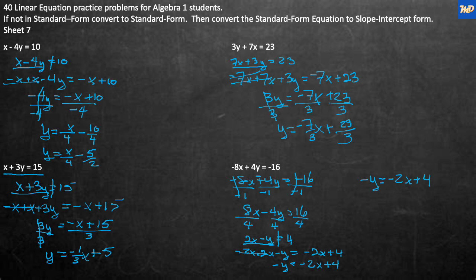Okay, so now we have to get rid of the negative 1 on the y, so we divide by negative 1, divide this whole side by negative 1, and the negative signs cancel. We get y equals 2x, and the positive 4 becomes a negative 4. There's our answer.